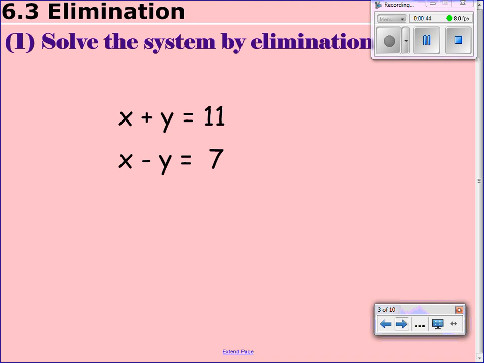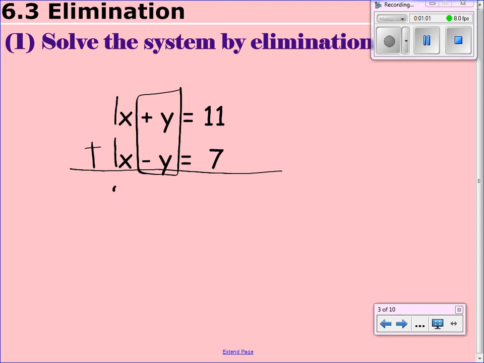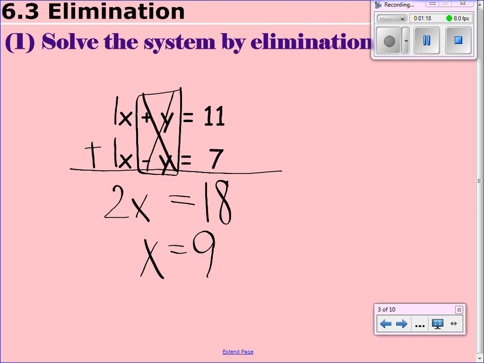If you notice in number 1, the y's have the same coefficient and opposite signs. So if we add these together, they will just cancel out. So let's do that. We have 1x plus 1x is 2x. Y plus negative y is 0y. So we have no more y's. They just canceled out. Bring down our equal sign. 11 plus 7 is 18. And then we solve and x becomes 9.